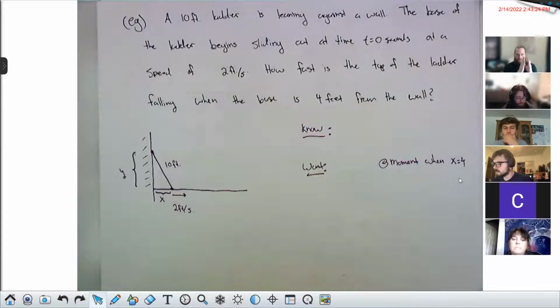So at the start of the situation, the ladder x is smaller than 4, presumably. And then at the end of the situation, x is going to be 10 because this ladder is coming down. And I want to freeze time and answer the question, how fast is the top of the ladder falling at the moment when x is 4? So that's going to show up in here under the stuff we want.